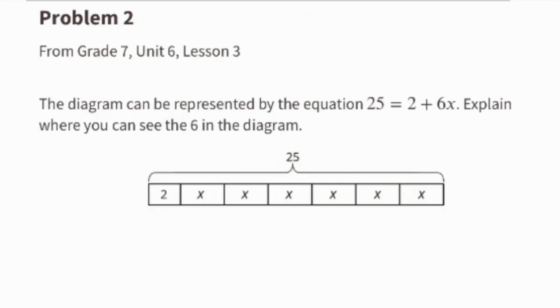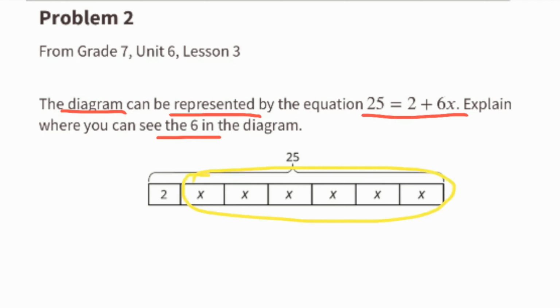Problem number 2 from 7th grade Unit 6, Lesson 3. The diagram can be represented by the equation 25 equals 2 plus 6x. Explain where you can see the 6 in the diagram. I see 6 right here in the 6 x's that are added to the 2 to equal 25. These 6 x's represent 6 equal parts of x.